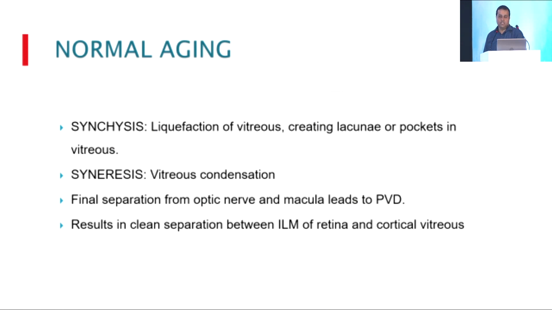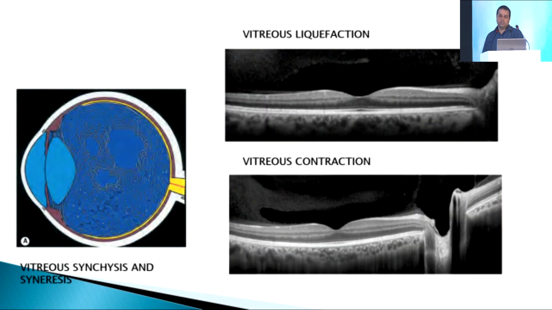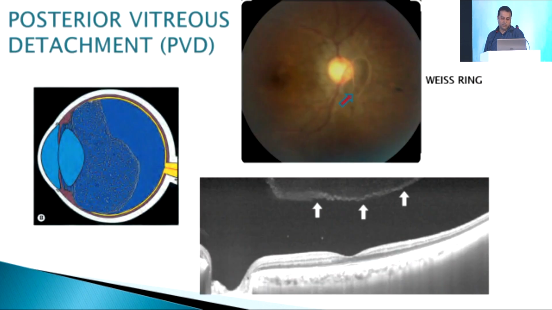So normally with aging, there are 2 processes, synchysis and syneresis. There is liquefaction of the vitreous and there is vitreous condensation. Then there is separation, which we call posterior vitreous detachment. The problem happens when there is a mismatch between the liquefaction and the separation.